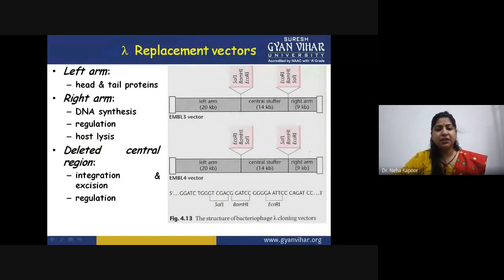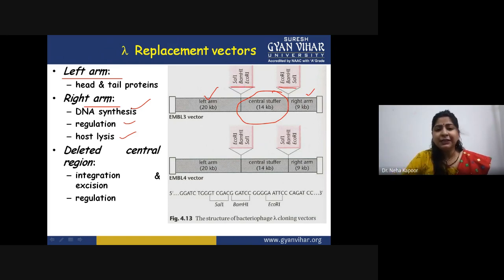This is the main thing that I was talking about: left arm and right arm. The left arm is required for head and tail proteins. The right arm is required for DNA synthesis, regulation, and host lysis. So this is the left arm, this is the right arm. This is the central stuffer segment, and here are the restriction sites which are shown.